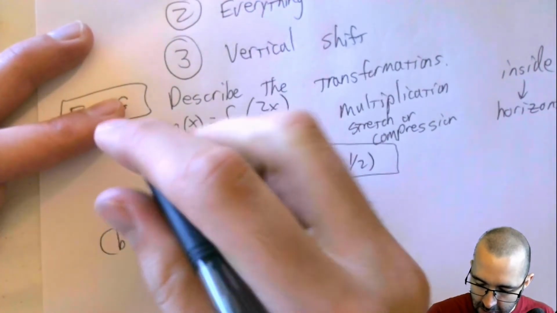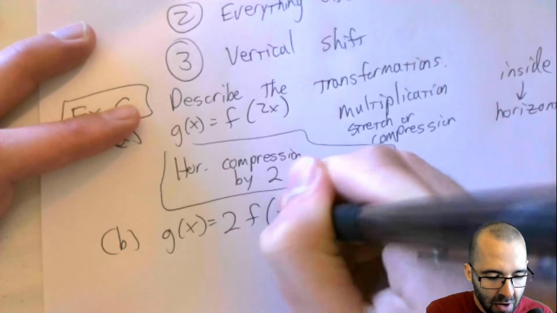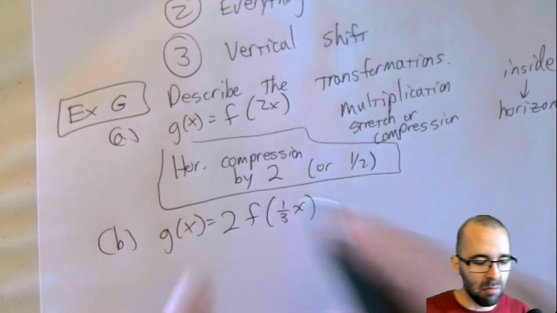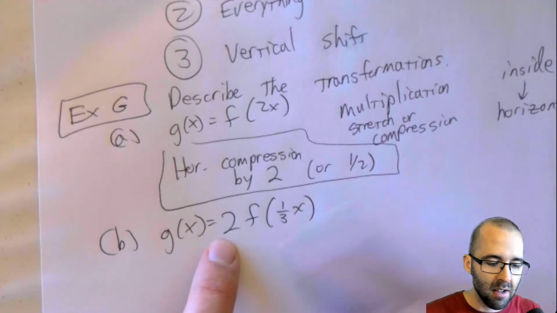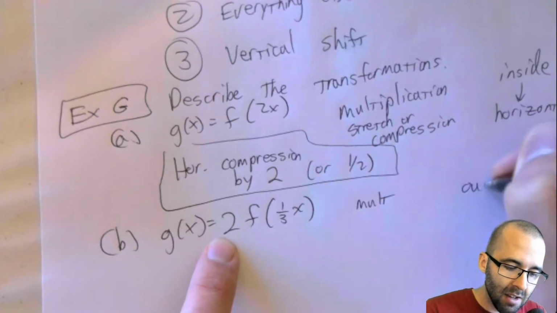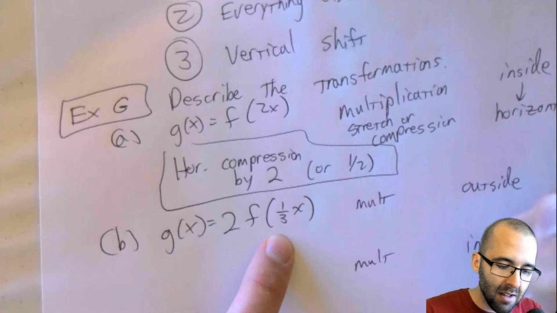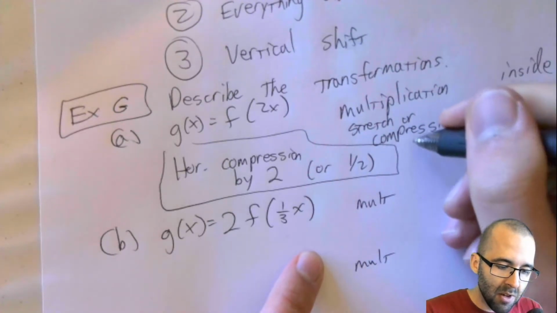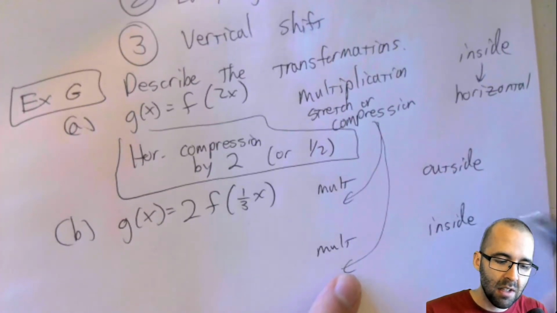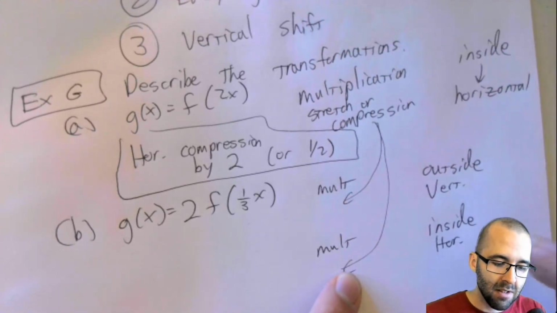Do another one. Part B. g of x is equal to 2 times f of 1/3 x. So again, there's two things happening here. No pun intended. We have multiplication on the outside. Oh, multiplication, stretching or compressing. We also have multiplication on the inside. Again, just like before, stretching and compressing is what multiplication is going to be doing for us in this section. On the outside, that has to do with vertical stuff. Inside, that has to do with horizontal stuff.